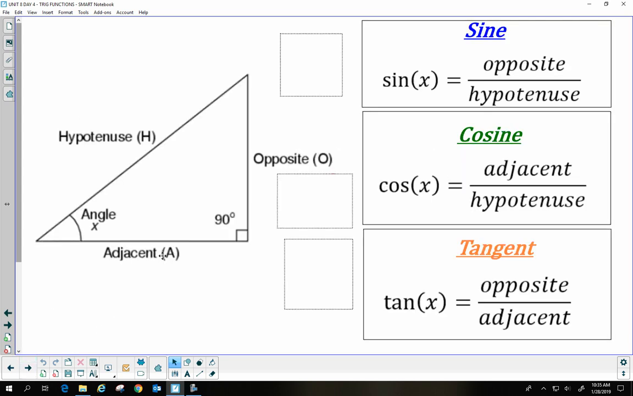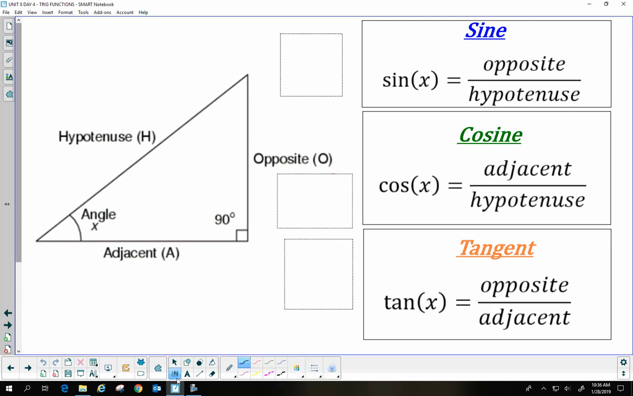So there are three trig functions that we're going to focus on for our class. And what these functions are is it's just a relationship between an angle in a right triangle and two of the three sides. Okay, we give them sort of complicated, funny-looking names, but all it does is describe a relationship between a specific angle in a triangle and two of the sides.